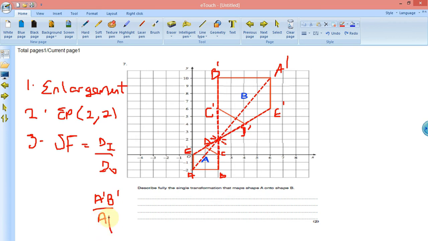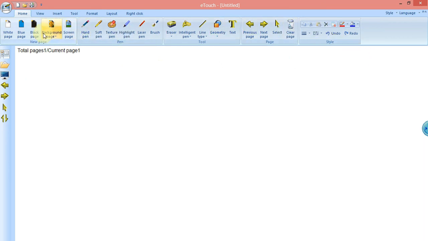Just count the square boxes now. How many square boxes do we have here? 1, 2, 3, 4. So that is 4, divided by how many square boxes? 1, 2. So 2. So the scale factor is 2. By implication, B is twice as big as A, 2 times. That's the solution. Okay, guys, let's go to the final subtopic under transformation, which is rotation. I can clear my page now. Let's take a look at a rotation question.